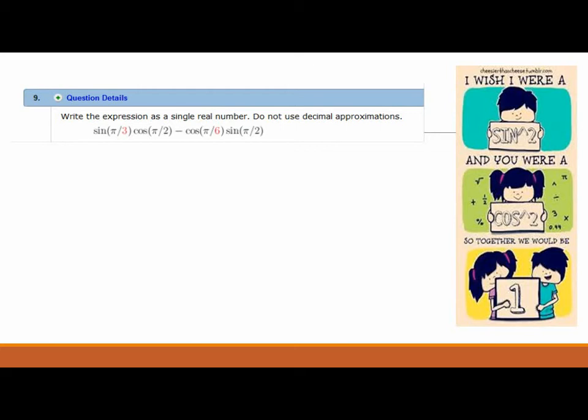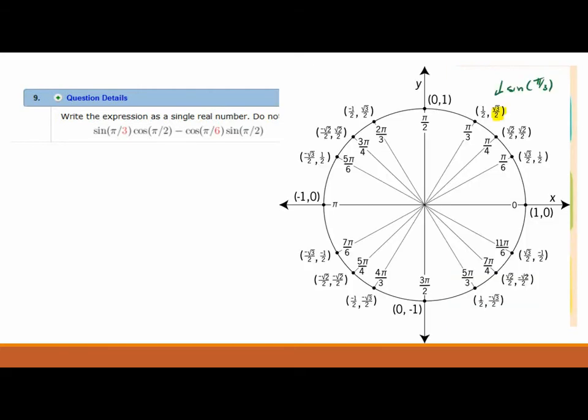This one you weren't responsible for because I wanted to go over it with you. This one, they want the expression as a single number. They explicitly say do not use decimal approximations. I also do not want you to use decimal approximations. Why? The purpose of this problem is to actually use your unit circle.